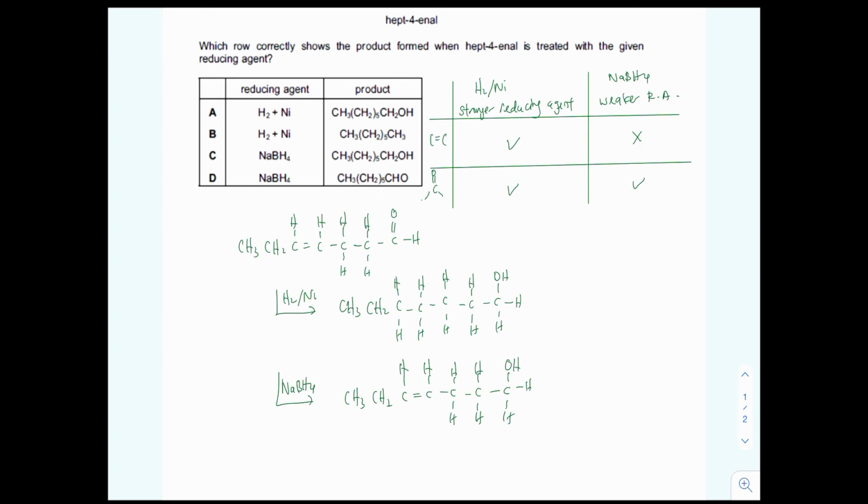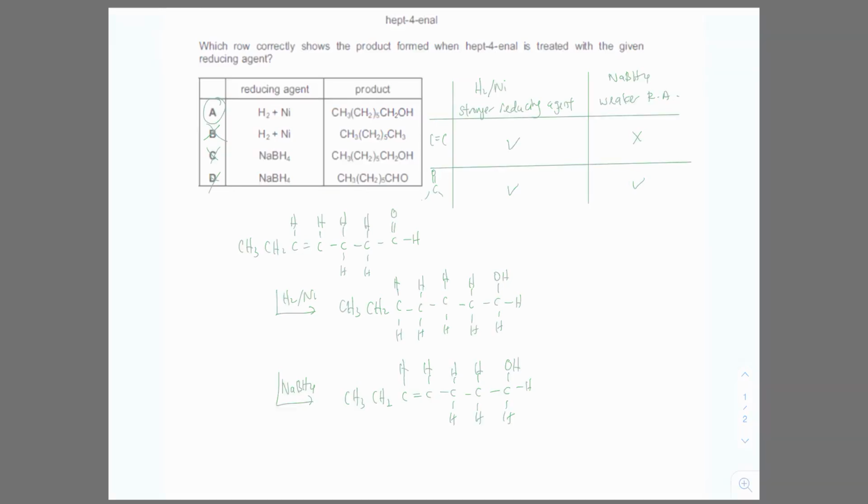Alright, so if you compare the answer with hydrogen and nickel, you should see that both of these are reduced. B is definitely wrong because there's no alcohol. For C, if you're using sodium borohydride, and D, it should be a double bond, and since there's no double bond here, both C and D are wrong as well. A is the most accurate answer since it is exactly the same as what we have drawn over here. So A is the answer.